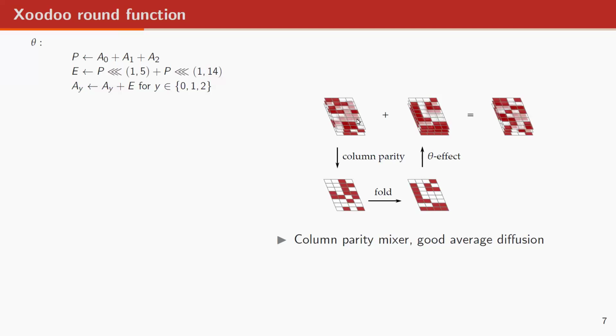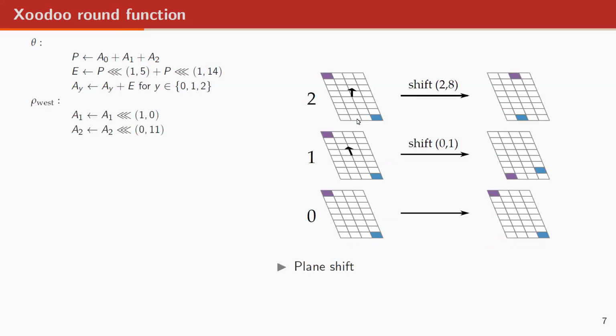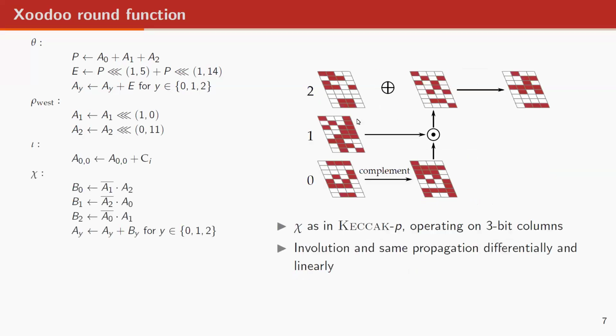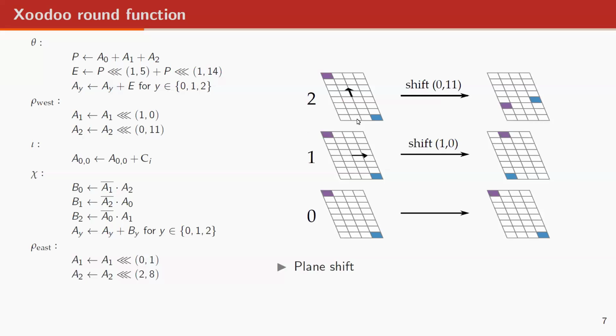So first we have the mixing layer theta, that is a column parity mixer that guarantees good average diffusion. Then we have rho-west, that is a plane shift operation. Iota, round constant addition. And then we have the nonlinear layer chi, that is like in Keccak. We can see it as the parallel application of 128 S-boxes, each operating on 3-bit columns. And finally, we have rho-east, that is another plane shift operation.